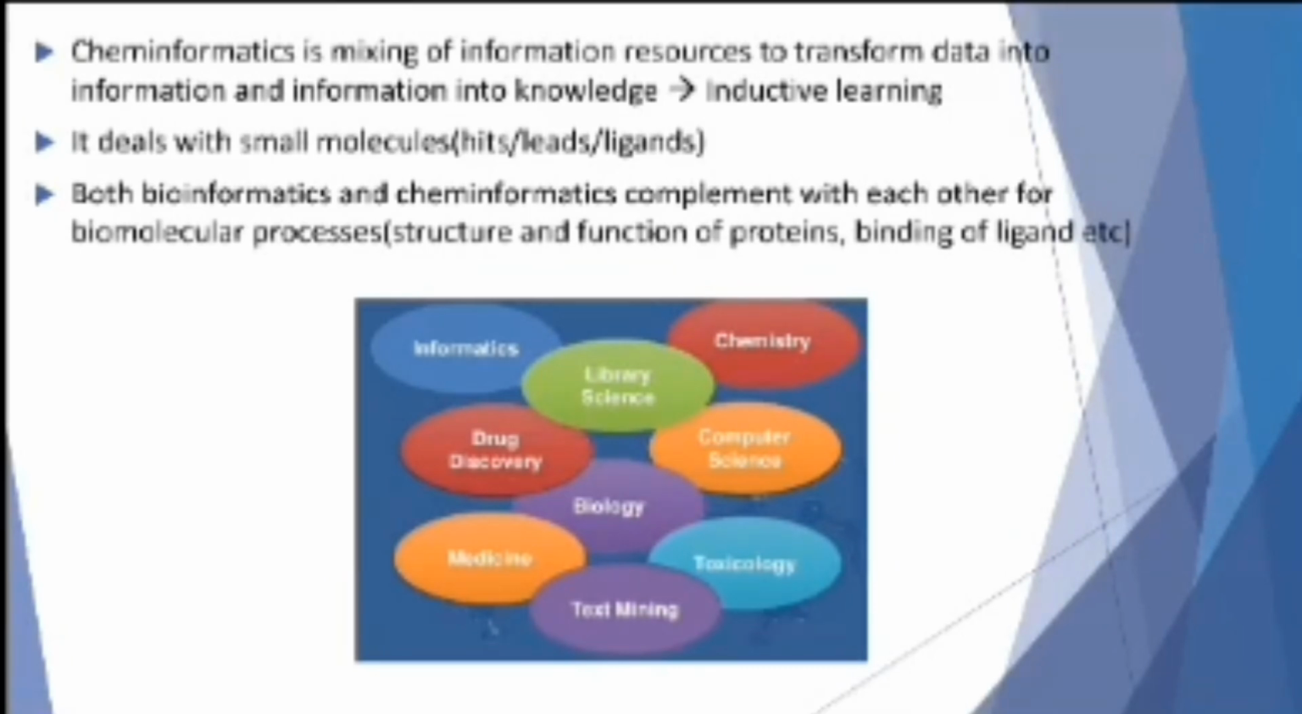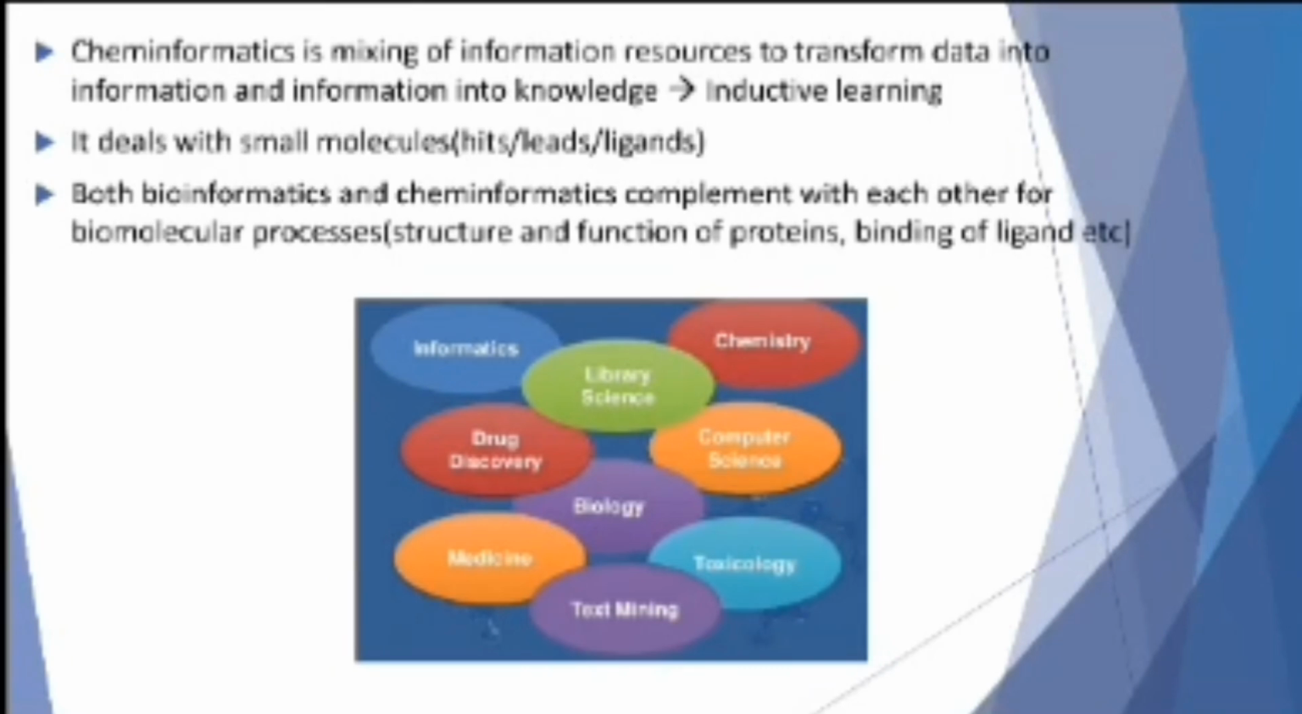Third, database management. Cheminformaticians develop and maintain databases that store chemical information, making it easily accessible for researchers. These databases could contain information about compounds, reactions, properties, and more. And the fourth one is structure activity relationship analysis. Cheminformatics tools analyze the relationship between the chemical structure of compounds and their biological or chemical activities. This helps in predicting the behavior of new compounds based on existing data.